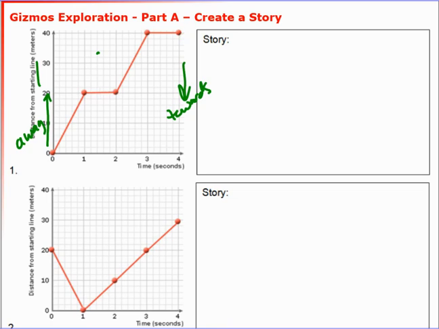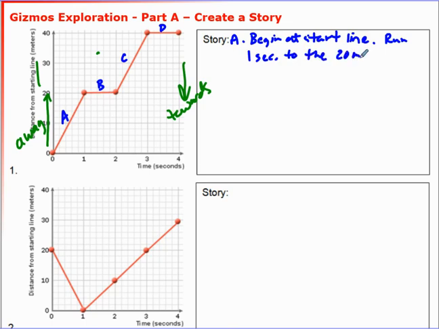But so I like to break these segments into parts. So we might say, okay, well, we have segment A, we have segment B, segment C, and segment D. So we can say that A, what is happening? Well, the person begins at start line. Okay, and then what happens after that? Well, there looks like they must be going pretty fast, in 1 second for 20 meters. So they run 1 second to the 20 meter line.